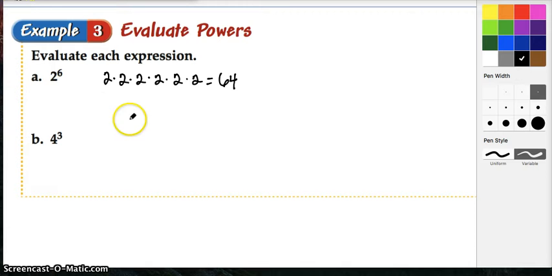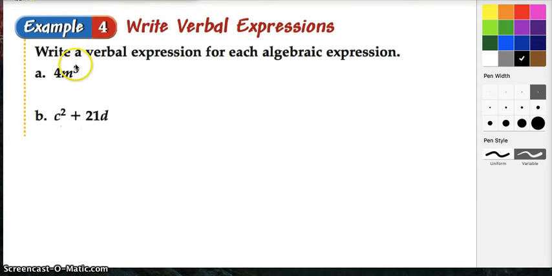Let's take a look at this next example. So we're going to take 4 and raise it to the 3rd power, which we know means 4 times 4 times 4. 4 times 4 is 16, times another 4 is 64. We have evaluated both of these expressions. Here we are with example 4.